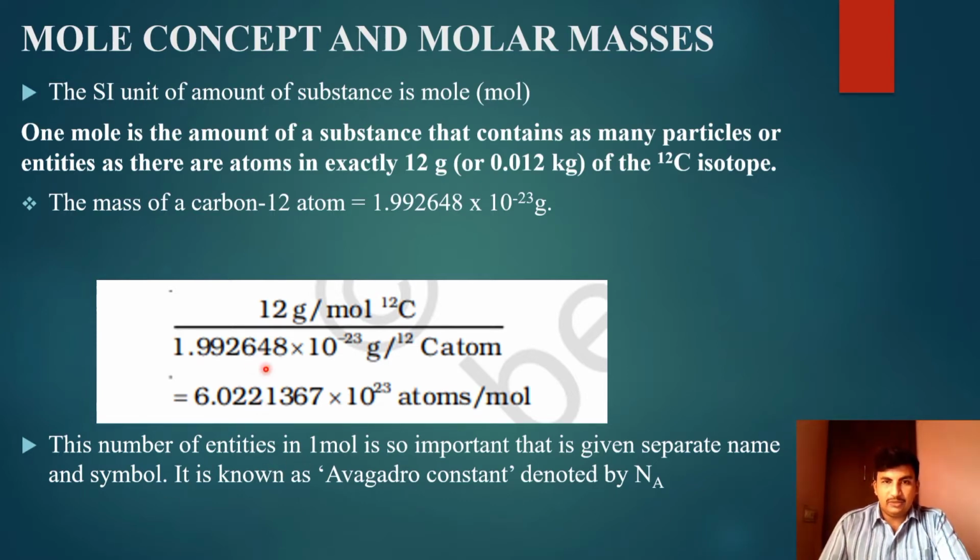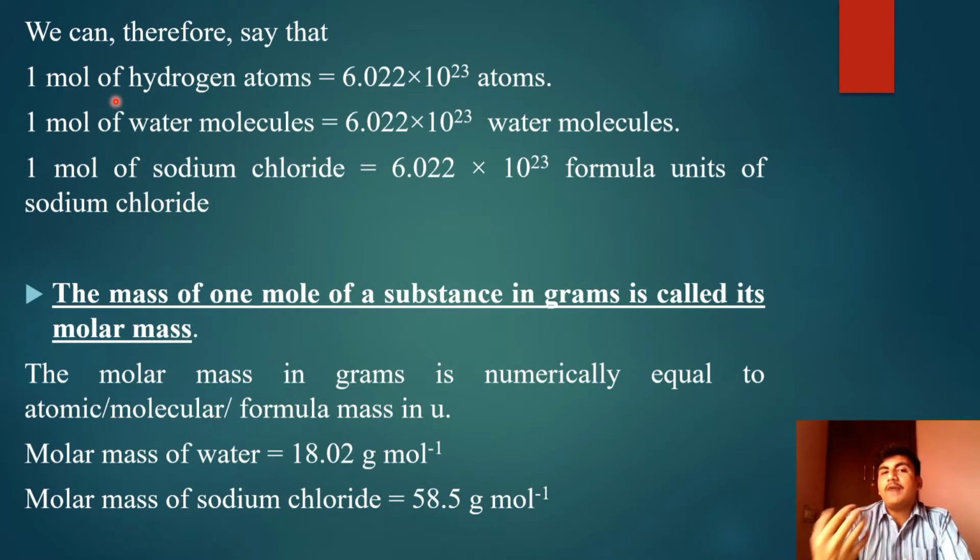This number of entities in a mole is so important that it is given a separate name and symbol. As I already told, it is the Avogadro constant or Avogadro number, denoted by N subscript A. Now 1 dozen apples is equal to 12, right? So like that, let us see chemistry terms. 1 mole of hydrogen atoms is equal to the Avogadro number of atoms, that is 6.022 into 10 to the power of 23.